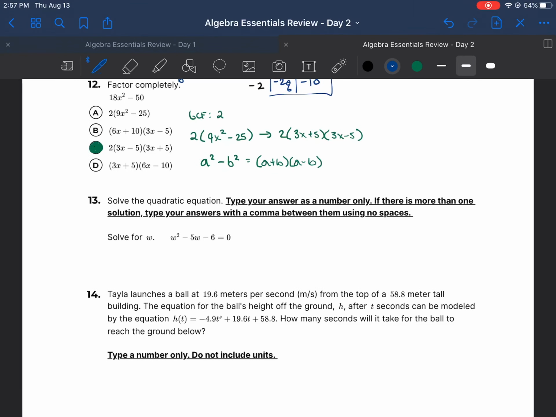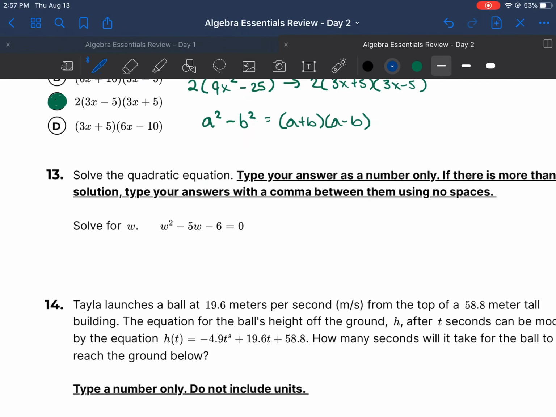Number 13, solve the quadratic equation. So solve for w, w squared minus 5w minus 6 equals 0. Now, one thing that I noticed is that this is actually a pretty easy problem to factor. We could use the Xbox method if you wanted to, and let's go ahead and do that real quick. So we would have that a is equal to 1, b is equal to negative 5, and c is equal to negative 6.